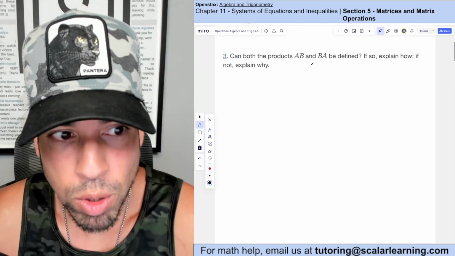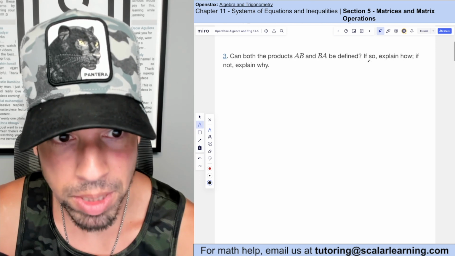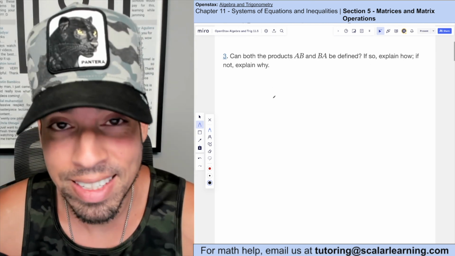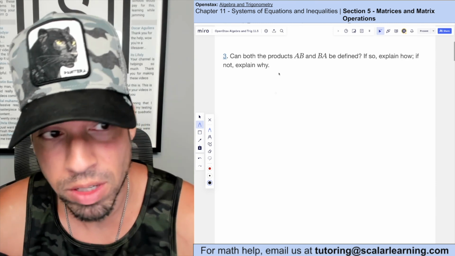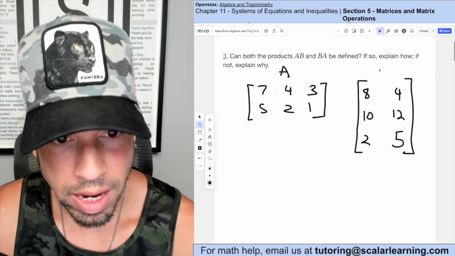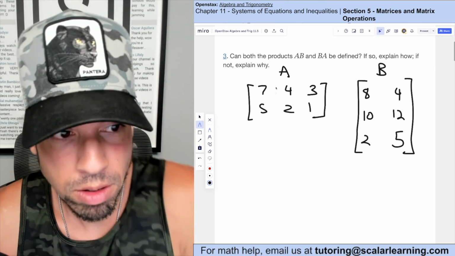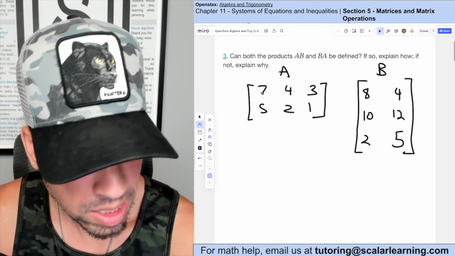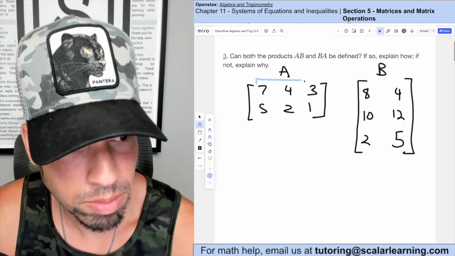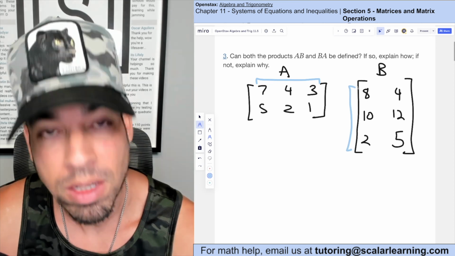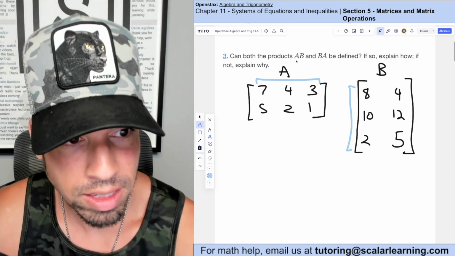Done. Can both the products of AB and BA be defined? Okay, if so, explain how. If not, explain why. So I would say yes, it's possible, but it has to be very specific dimensions. So let me give you an example. If I call this matrix A and I call this matrix B, I know, first of all, that I can multiply A against B because the number of columns in A equals the number of rows in B. So that allows me to carry out the multiplication A times B, right?